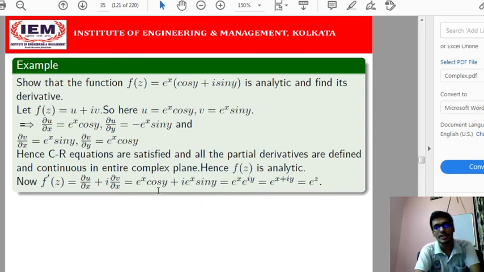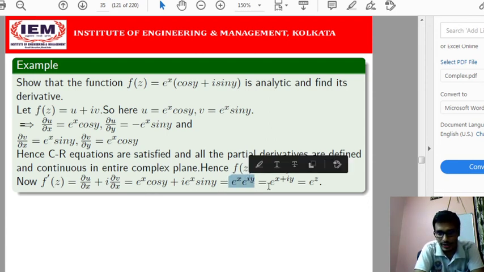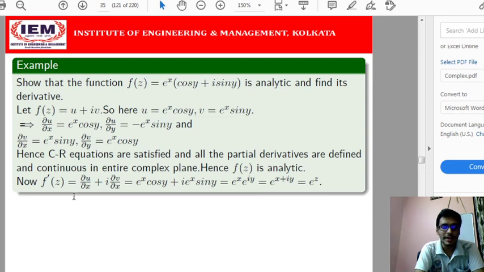By using Euler's theorem, we know that cos y plus i sin y is e to the power iy. So that is e to the power x into e to the power iy, so e to the power x plus iy. Now, we know that x plus iy is z, so this will be e to the power z. So the derivative of f(z) with respect to z will be e to the power z, which we get by using this formula. Similarly, we can get the same result by considering the partial derivative with respect to y also, using the Cauchy-Riemann equation.